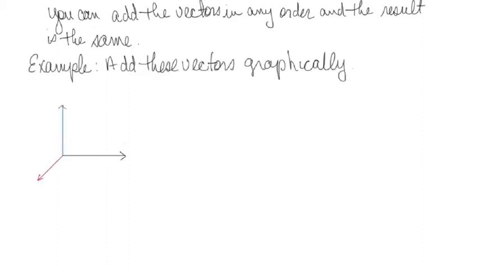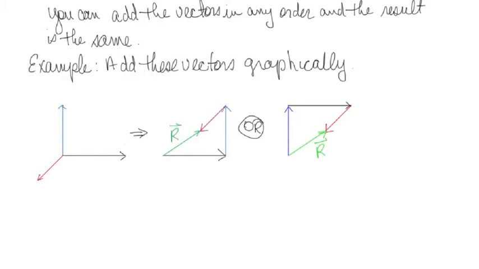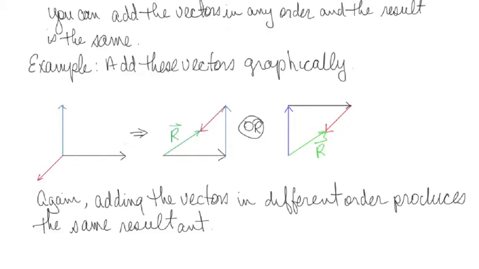Second example. Add these vectors graphically. And in this case, we have 3 vectors, which gives us this resultant first, black, blue, and red, with green being our resultant. Or we end up with this situation where you have blue, black, and red. Again, vectors are added in a different order, resultant from the tail of the first to the head of the last. Notice that this resultant is the same as that resultant. And again, we see adding the vectors in a different order produces the same resultant.